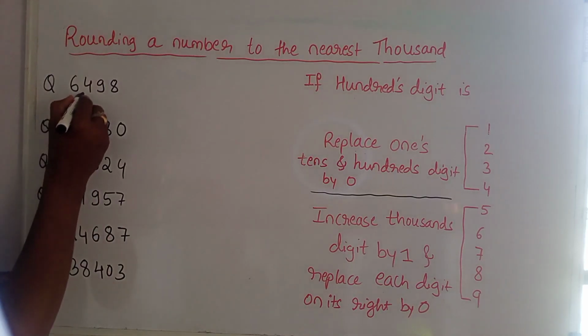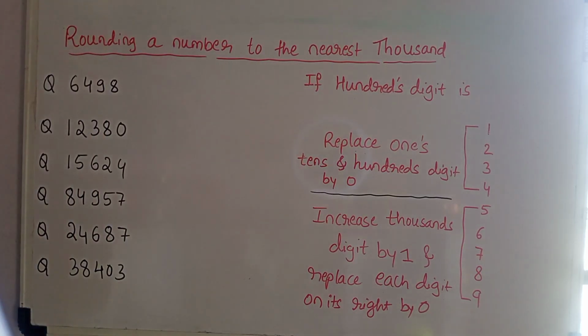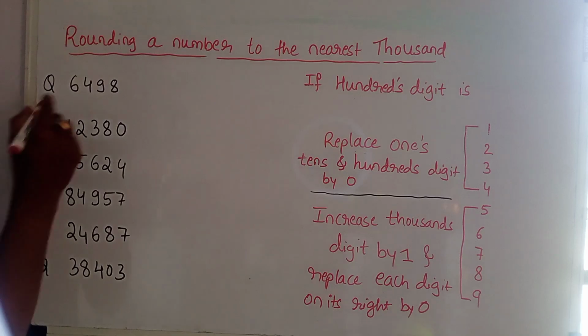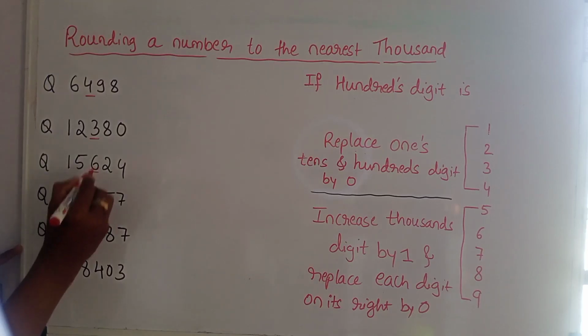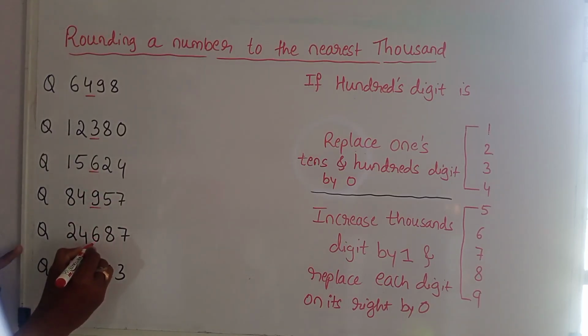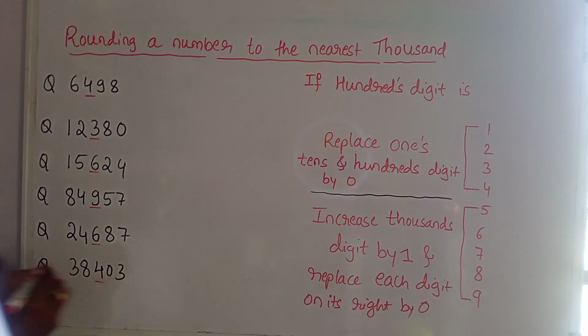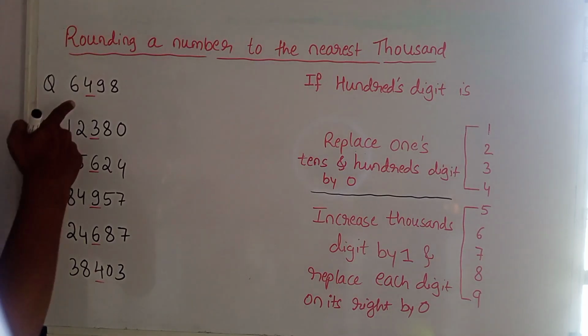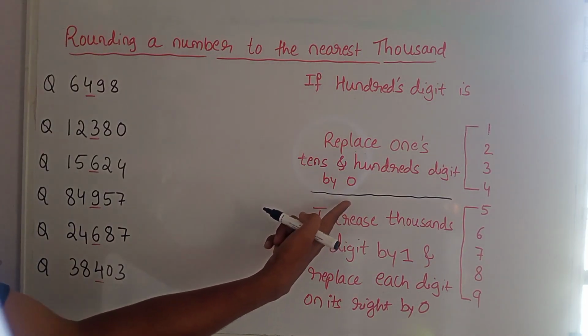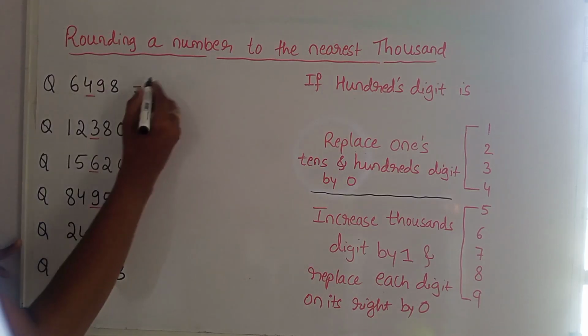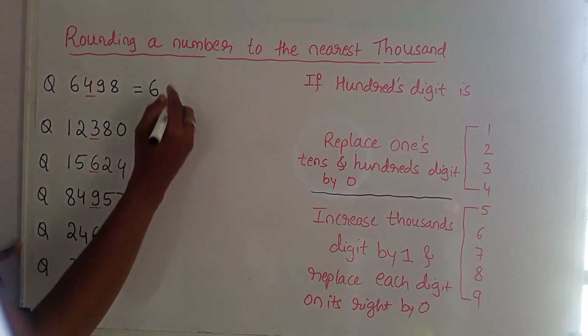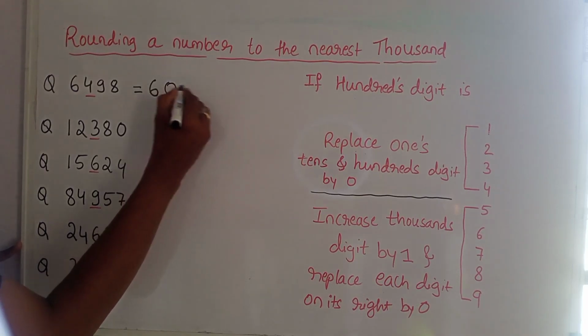Let us see. Here you check hundreds digit. In this, hundreds digit in these numbers are 4, 3, 6, 9, 6, 4. We have to check these numbers whether they are less than 5 or greater than or equal to 5. It is less than 5. Therefore, replace ones, tens and hundreds digit by 0 and 6 as it is. 6000 is the correct answer for this question.